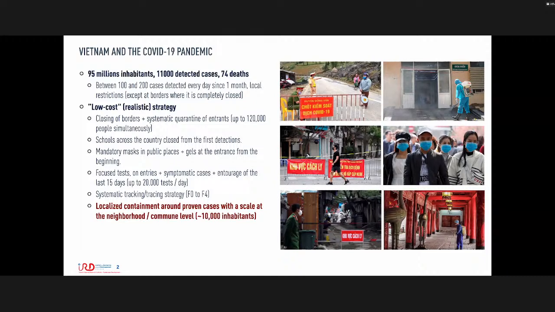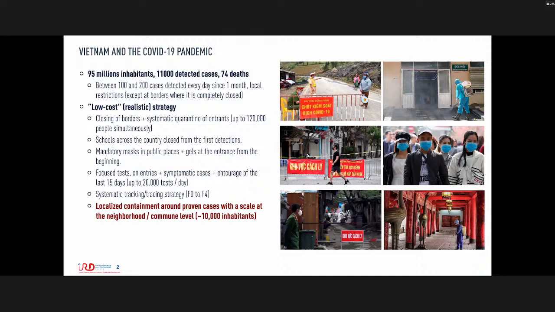So rapidly, the initial case study: Vietnam is a country of between 95 and 100 million inhabitants. I think it's closer to 100 million. In one year and a half, we had 11,000 detected cases and 74 deaths. Absolutely ridiculous numbers compared to what we had in Europe, and there is no real reason to doubt the numbers. One of the reasons why we don't doubt them is that two of the developers of Komokit are actually part of the rapid response team of the Vietnamese government. They were really at the heart of the policy making during the first month and since then.